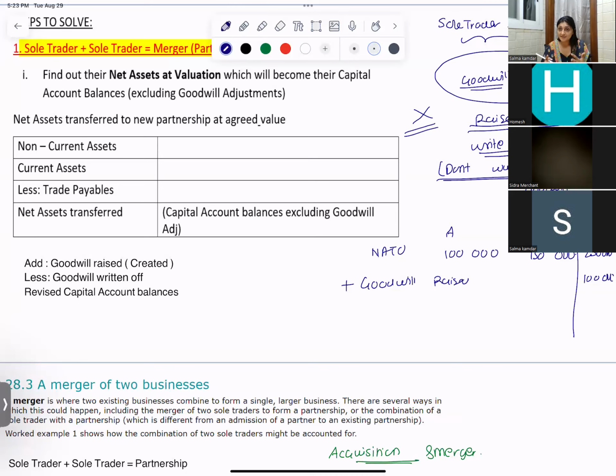If the partners decide that A is getting some goodwill along with him and B is getting some goodwill along with him, so when they are getting some non-monetary item along with them, what do we do? We increase the capital account balances. That means we say we are raising the goodwill. Are you with me?